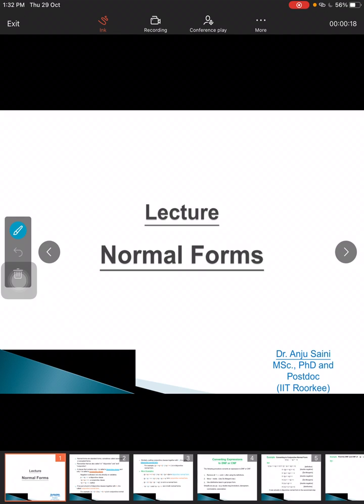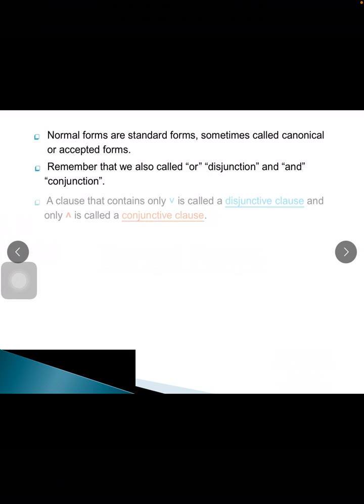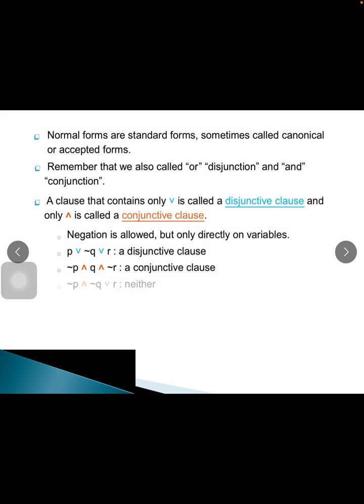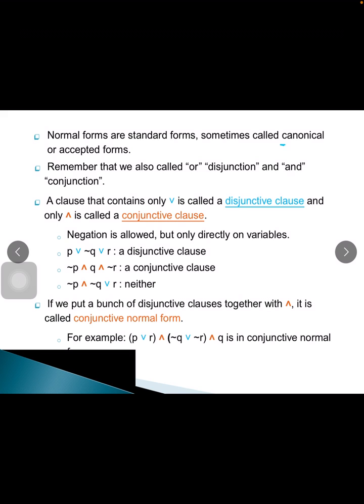To all in the next lecture of propositional logic, that is on normal forms. So what is the normal form? Normal forms are standard forms, sometimes called canonical or accepted forms. So remember always that we call the disjunction by the "or" and conjunction by the "and", right?